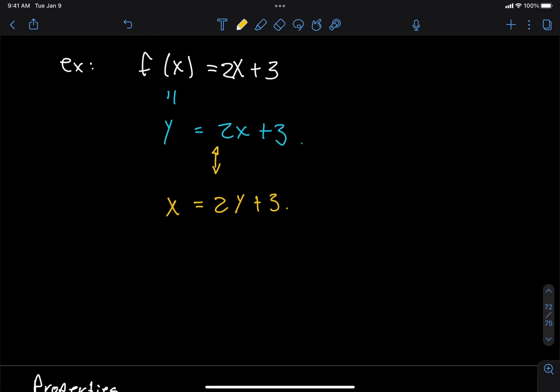And now what I need to do is solve this equation for y. So how would I do that? I just subtract 3 from both sides, and I get 2y equals x minus 3. And then I'm going to divide by 2. So I get y equals 1/2 x minus 3/2. And this is the inverse function.